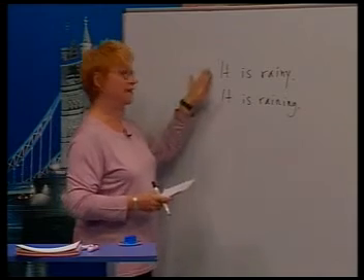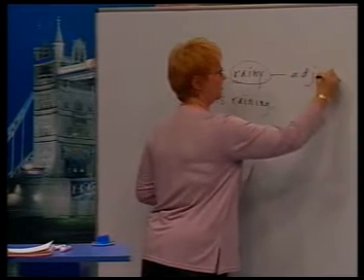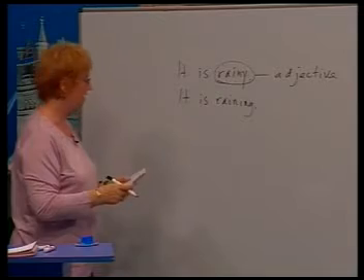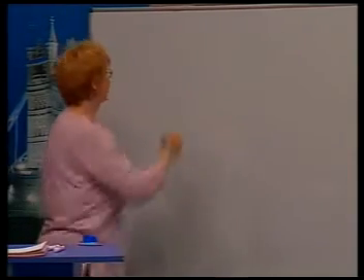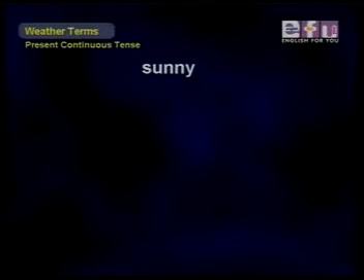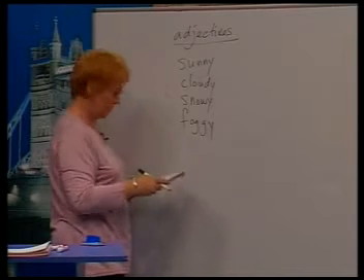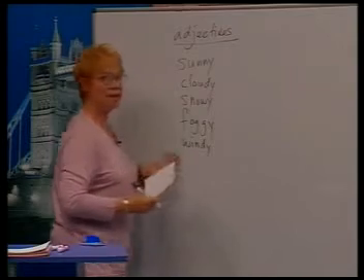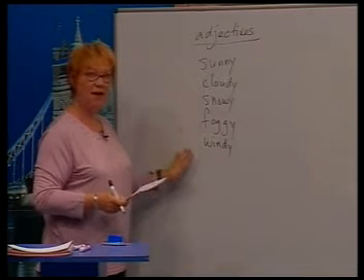Now, we looked at sentences like this one before. Rainy is an adjective. Okay? It gives information. Now, there are other adjectives for weather. Let's look at them. Adjectives for weather. Okay, we have sunny, cloudy, snowy, foggy, and windy.